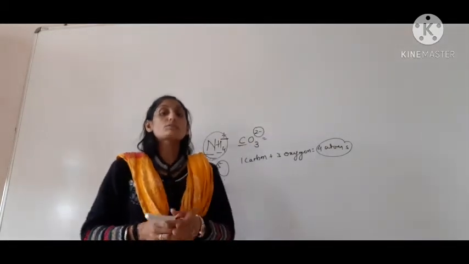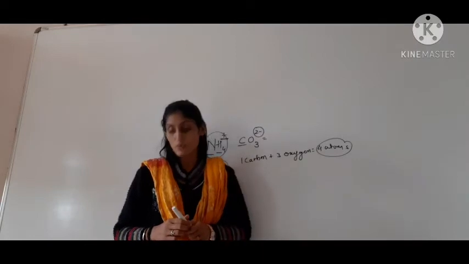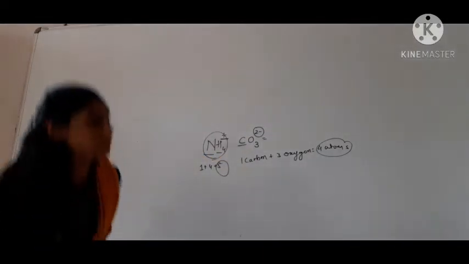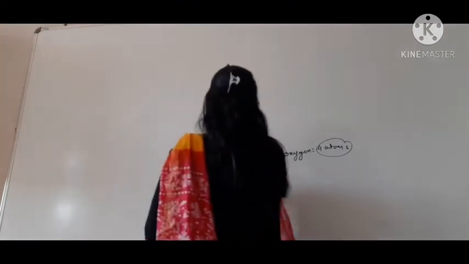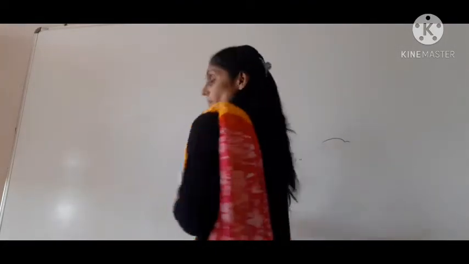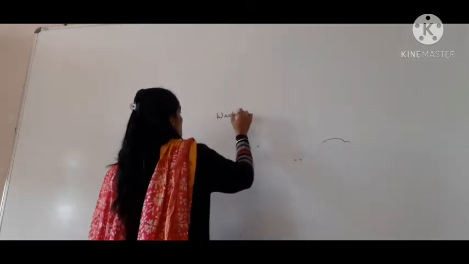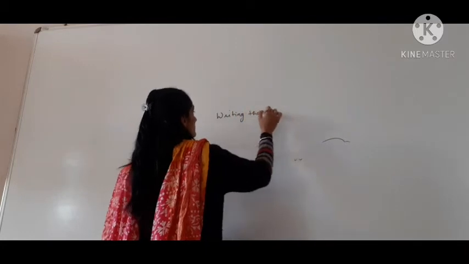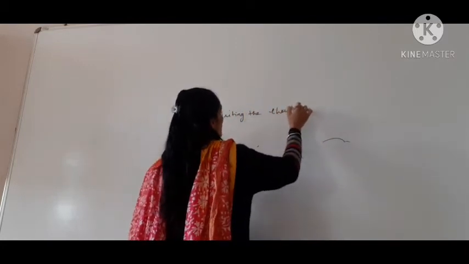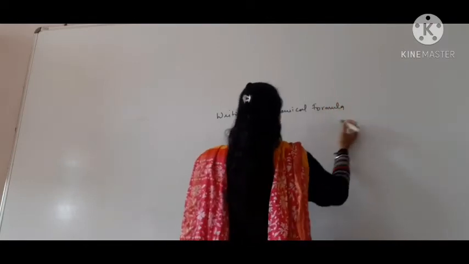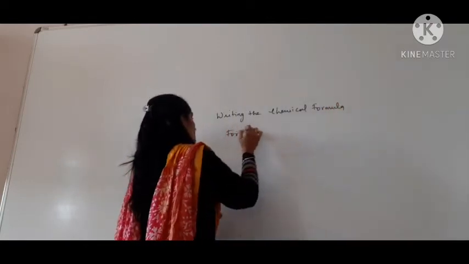Now the next topic is how to write the formulas. If you have an idea about the chemical formula, then you will know how to write it out. Children, when we talk about the chemical formula for compounds, we have rules for writing the symbols and writing the chemical formula for compounds.